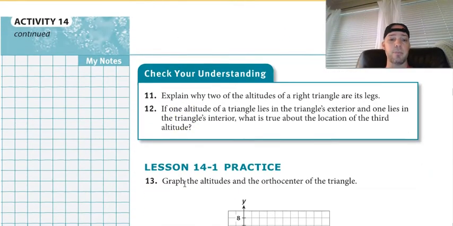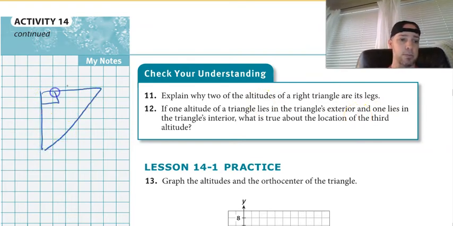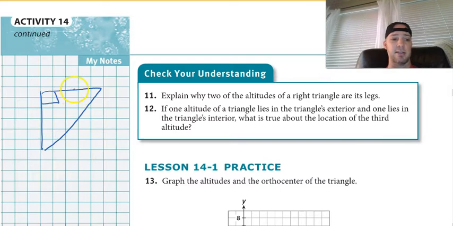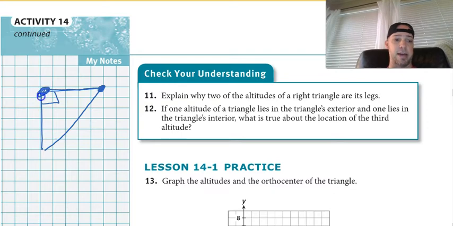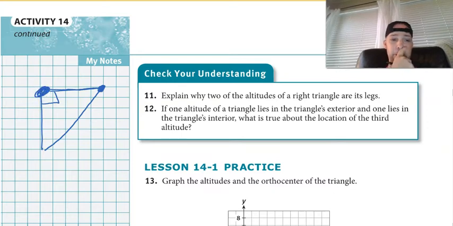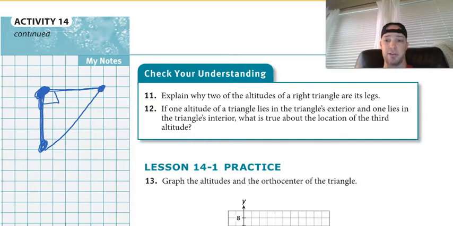Explain why two of the altitudes of a right triangle are its legs. On a right triangle, two of the altitudes are its legs because this vertex here, perpendicular to the opposite side, is the leg. So two legs are already a line connecting a vertex perpendicular to an opposite side. The legs are perpendicular: each leg is perpendicular to a side and goes through the opposite vertex.